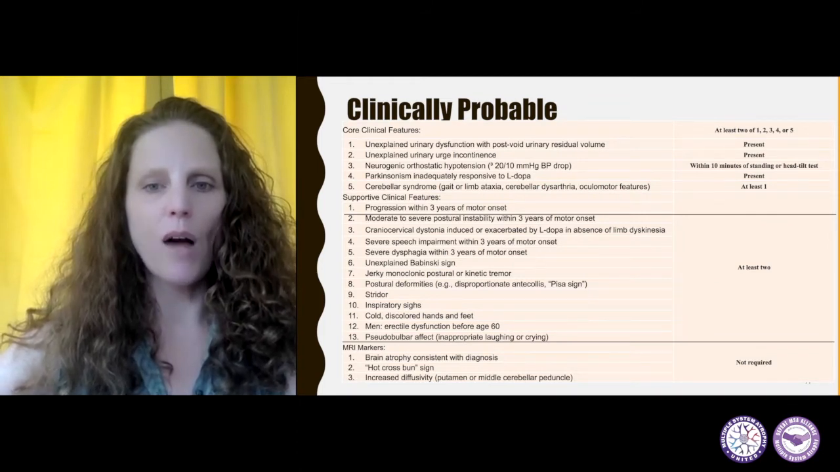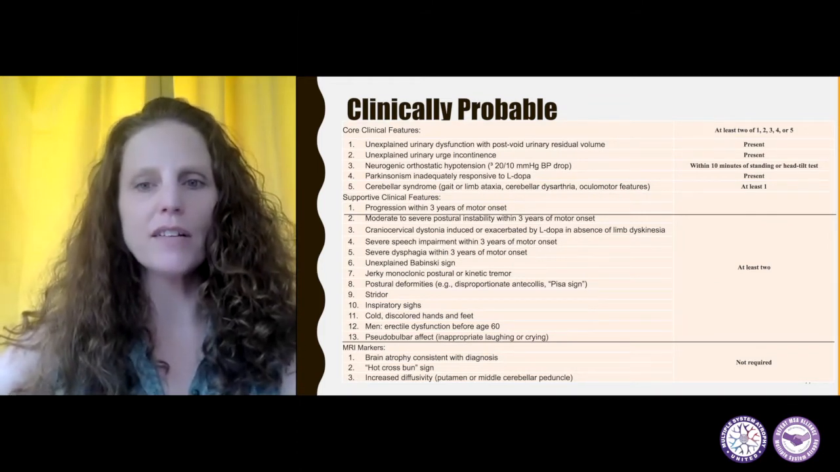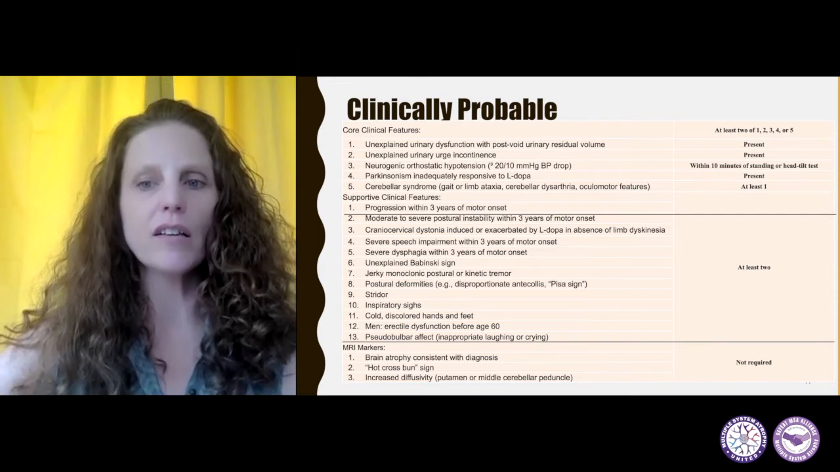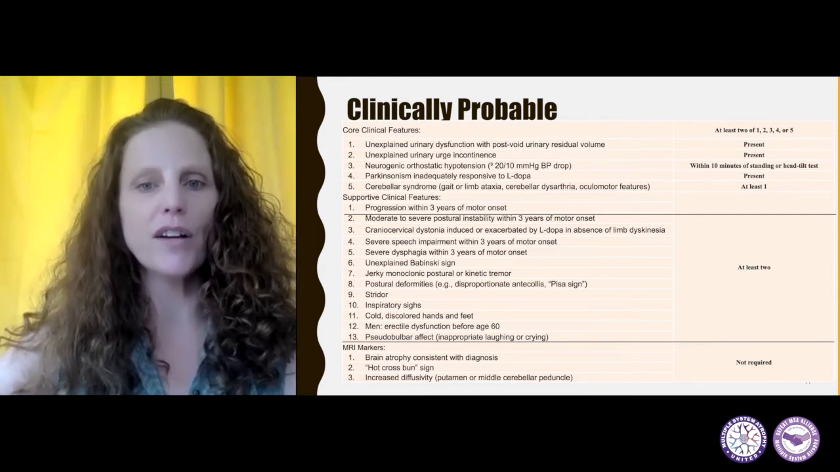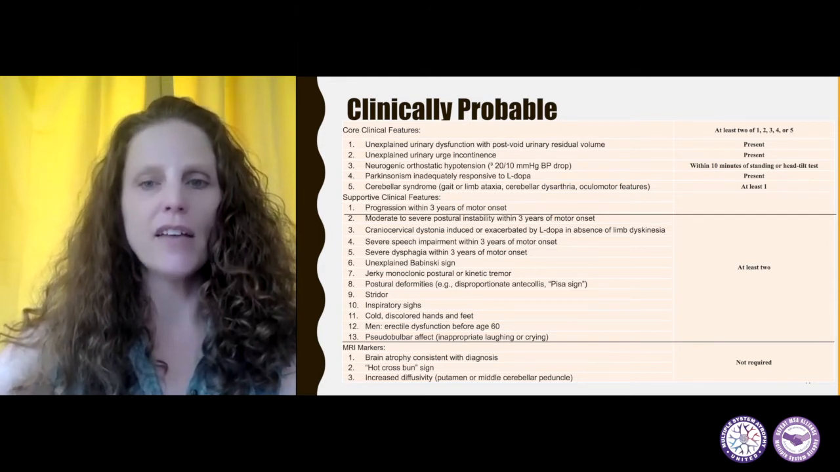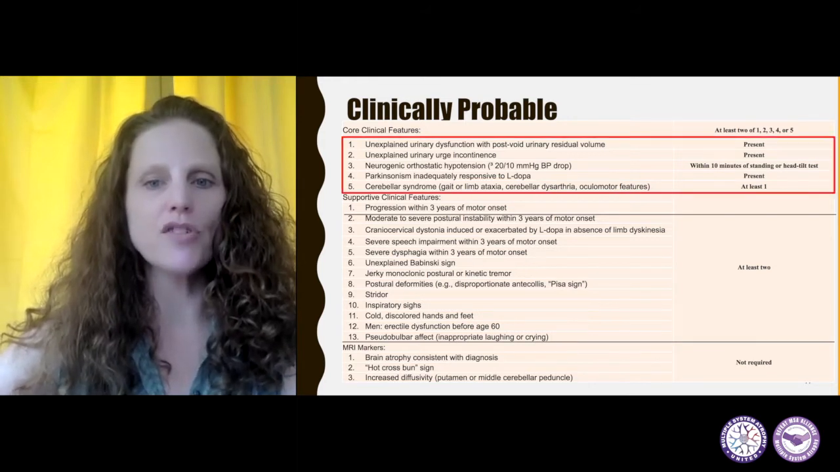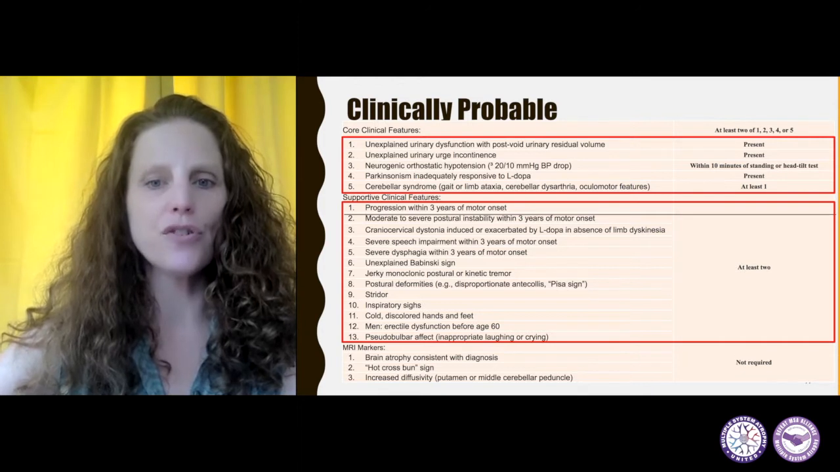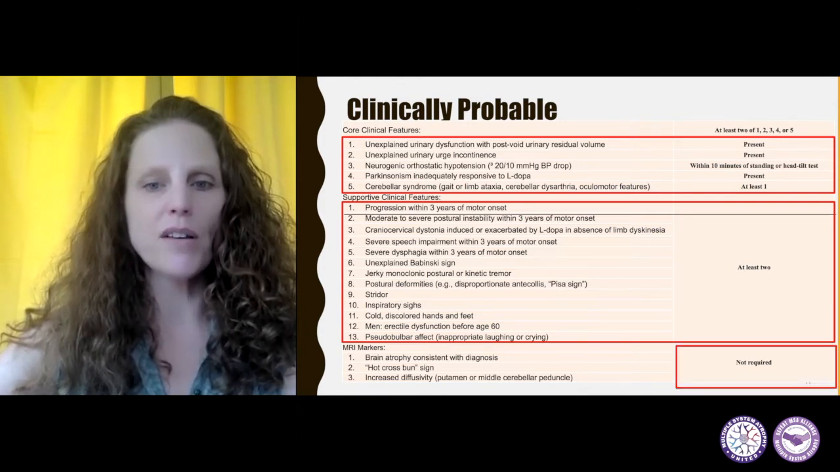A clinically probable diagnosis uses the same categories of criteria as a clinically established diagnosis, but the criteria are more relaxed. In this case, a patient would just need to demonstrate one of the 5 core clinical features and at least 2 of the supportive clinical features. In this case, the presence of MRI markers is not required.